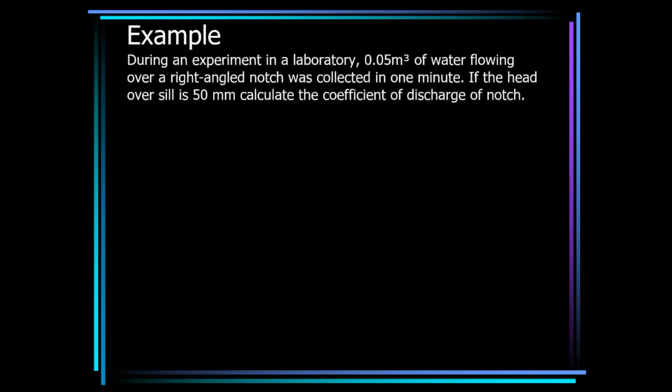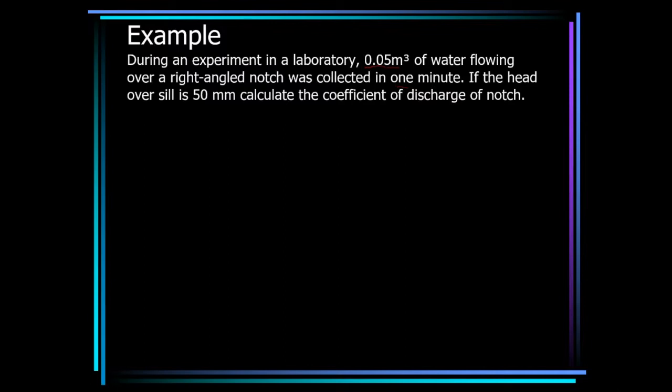Now, another example. It says during an experiment in a laboratory, 0.05 meter cubed of water flowing over a right-angled notch. Here right-angled notch means it is a triangular weir and the angle is a right angle. And what is a right angle? A right angle is 90 degrees. It was collected in 1 minute. So the volume is 0.05 meter cubed collected in 1 minute. So the flow rate is 0.05 meter cubed per minute, which we can convert to per second.